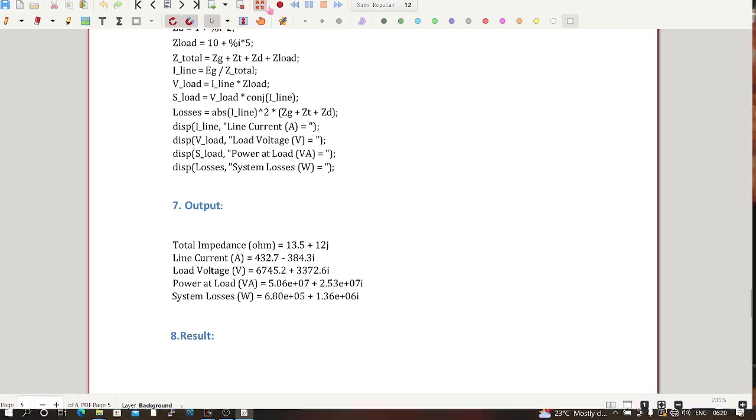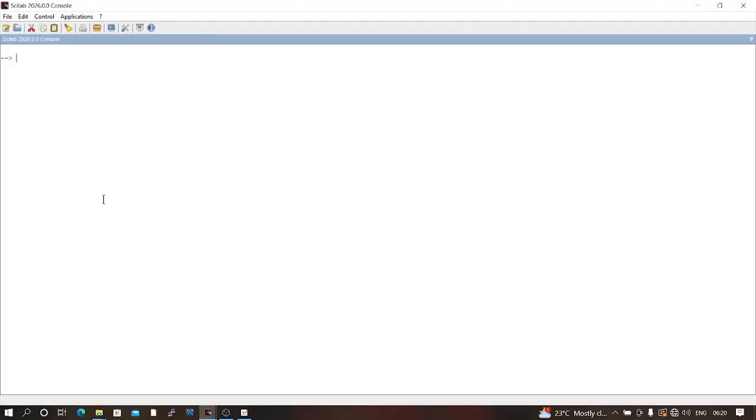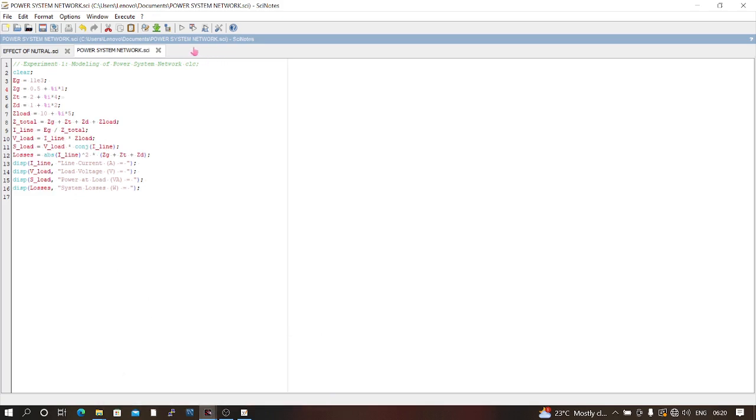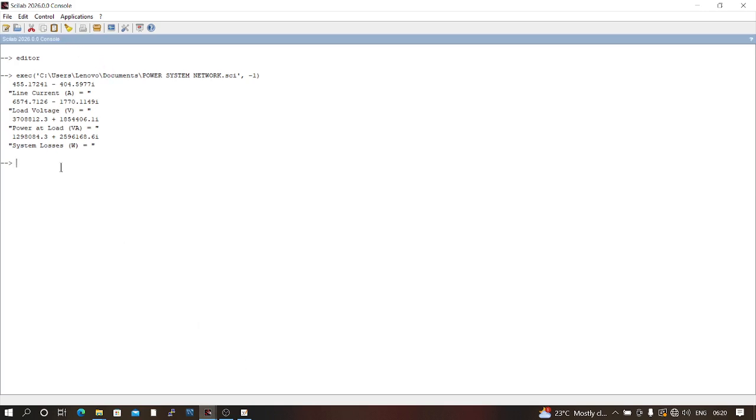So let us go to the SCILAB software. Let us go for the SCILAB. Whenever you go for this, we will go for the editor. Once you go to the editor, here I have already saved and executed the program. Then you execute the program. Whenever you execute the program, it will directly display the values like this.